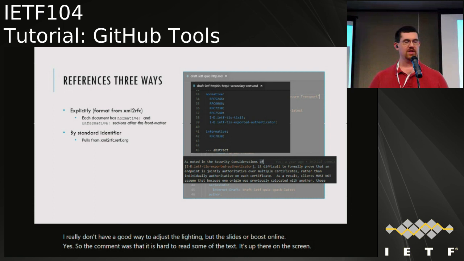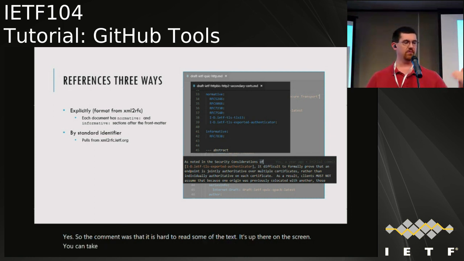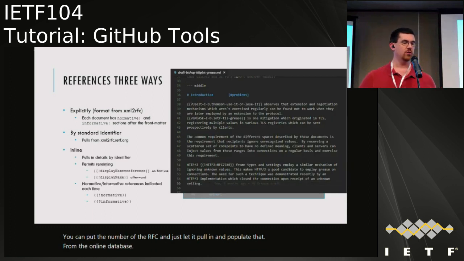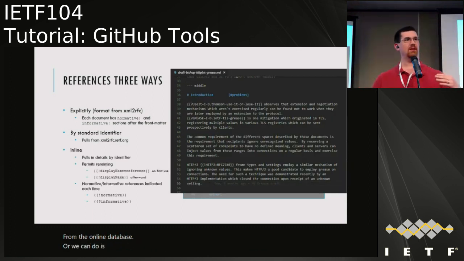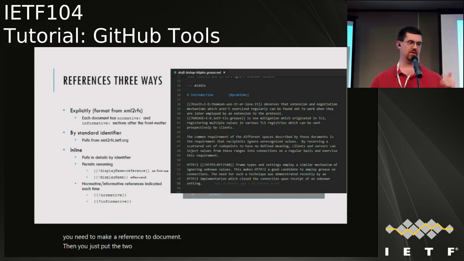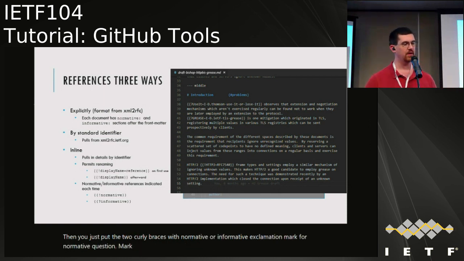So you can put the number of the RFC and just let it pull in and populate that from the online database. Or you can just do the inline references and not even mention anything up front, but when you need to make a reference to a document, you put the two curly braces with normative or informative, exclamation mark for a normative, question mark for an informative reference.